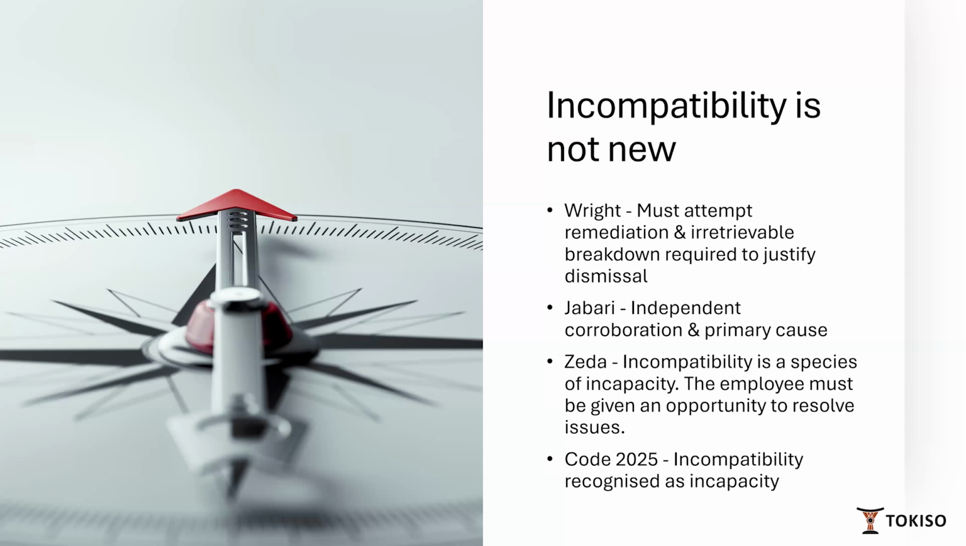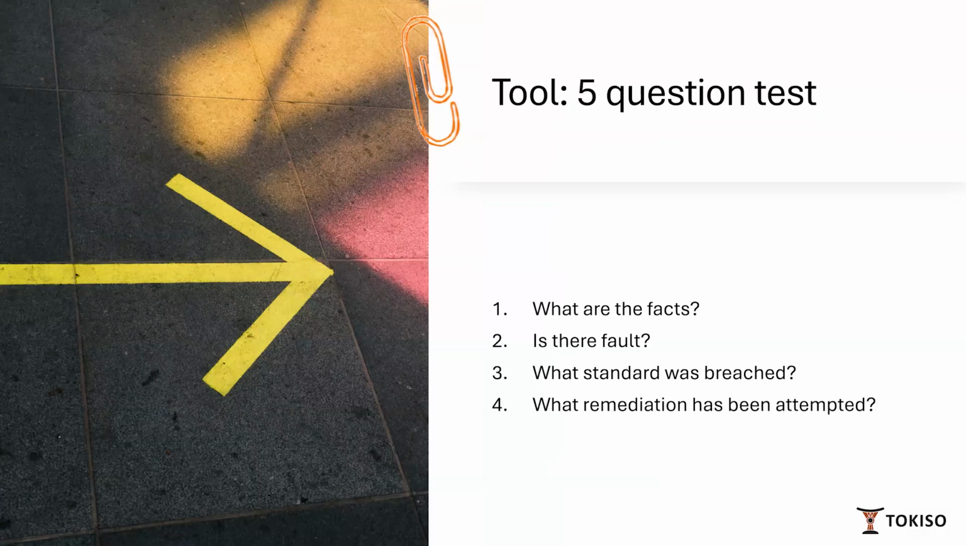We know that it is a species of incapacity, but the employee must be given an opportunity to resolve those issues. The principle underlying all of this is around fairness, particularly to the employee. So if we take all that case law and we look at it, there's essentially 5 questions to test where something should fall.